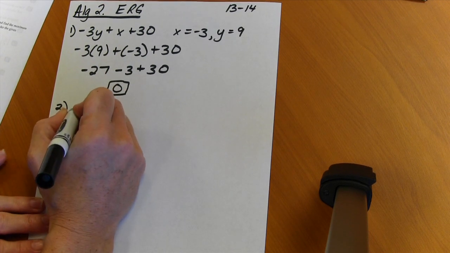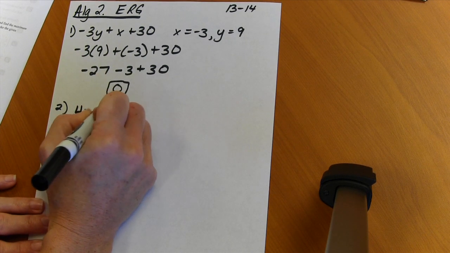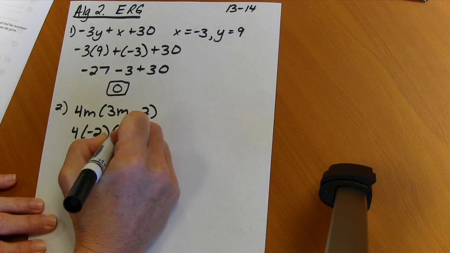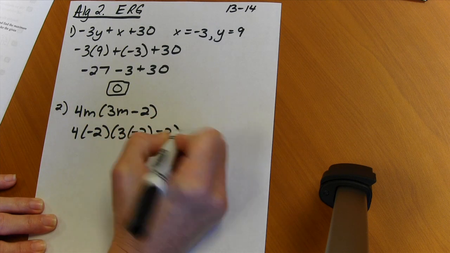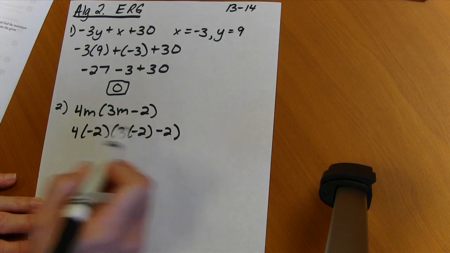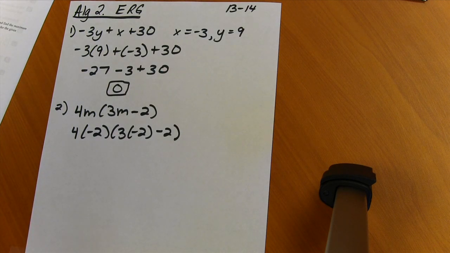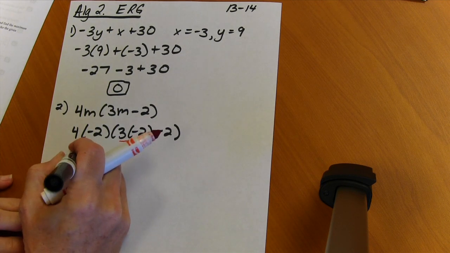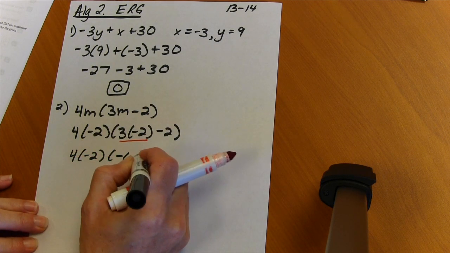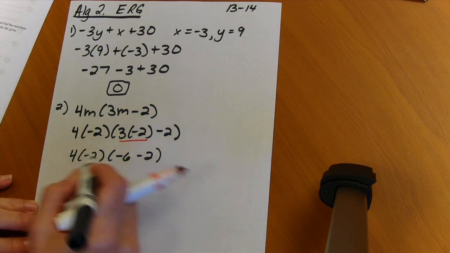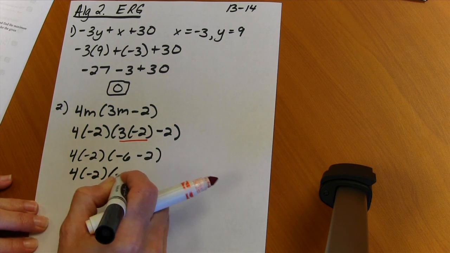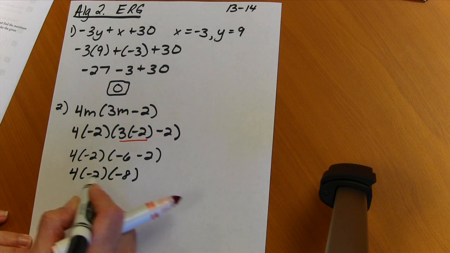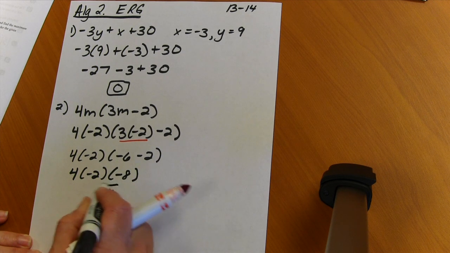This will be -30 plus 30 will be 0. Number 2, same thing. M equals -2. We will replace m with -2. Lots of parentheses, but work innermost first. 3 times -2, that's going to be -6. Inside parentheses, continuing, gives you -8. Multiplying left to right, -8 times another -8 makes +64.